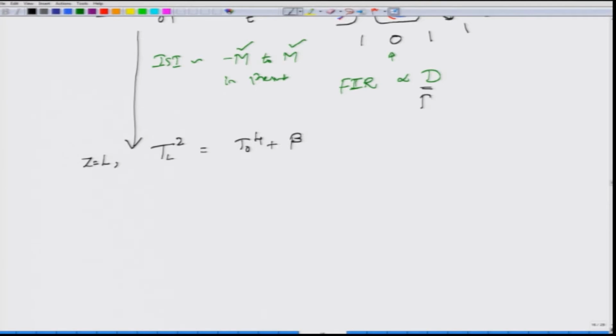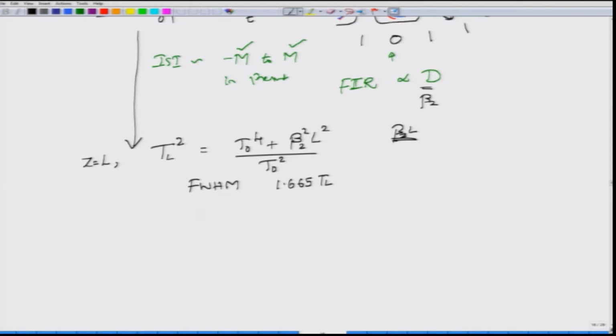D is related to beta 2, as we have discussed in the previous module. So you have beta 2 square L square. Okay. So in some sense beta 2 into L is the effective or additional spreading that you are going to get. Normalized, divide this by T0 square, and that would be the actual TL square. The FWHM after z equal to L is of course given by 1.665 TL.